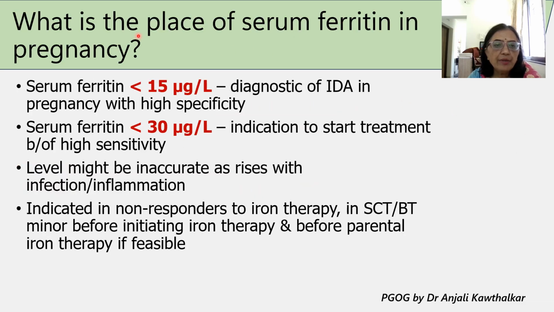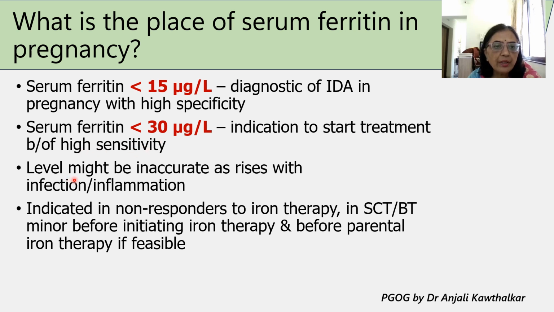What is the place of serum ferritin in pregnancy? If serum ferritin is less than 15 microgram per liter, it is diagnostic of iron deficiency anemia in pregnancy with a very high specificity, less than 15. But if it is less than 30 microgram per liter, it also indicates a strong possibility of iron deficiency, and it is an indication. That is why to start the treatment, because of high sensitivity.